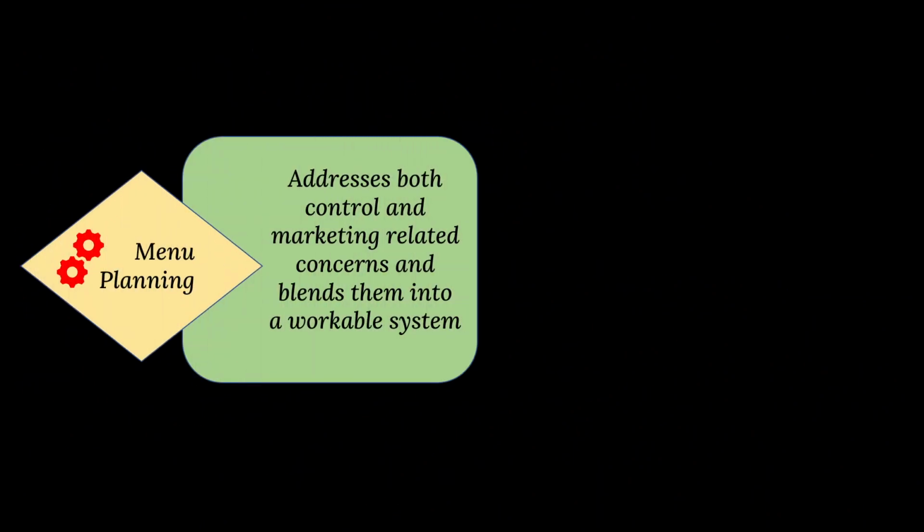Menu planning. It addresses both control and marketing related concerns and blends them into a workable system. In the beginning I mentioned 2 factors. Here also it is a kind of marketing tool and it is also a control process. Both are well blended and we get a workable system. And there are certain points hidden in it. What are those?